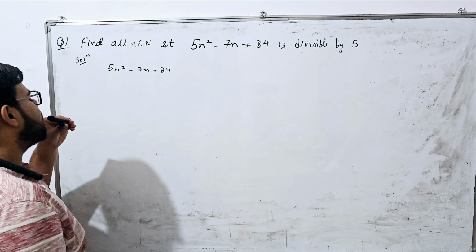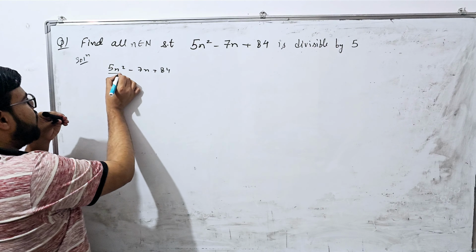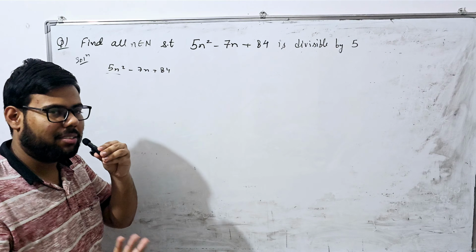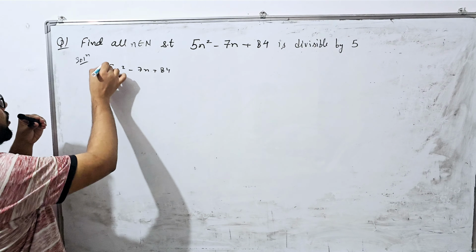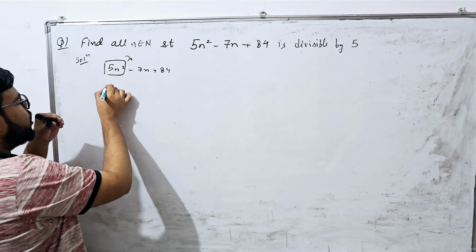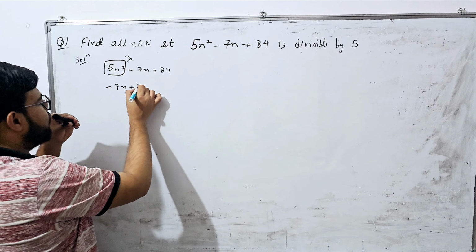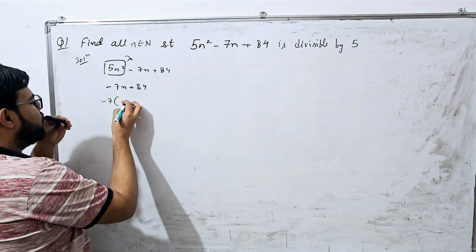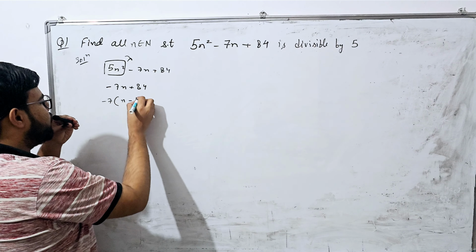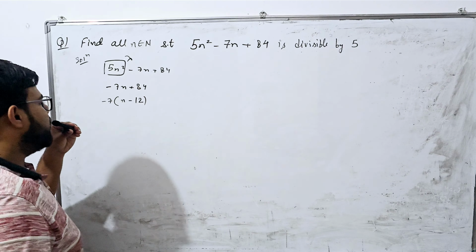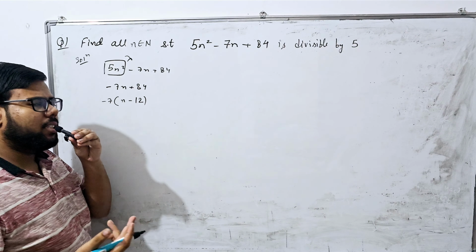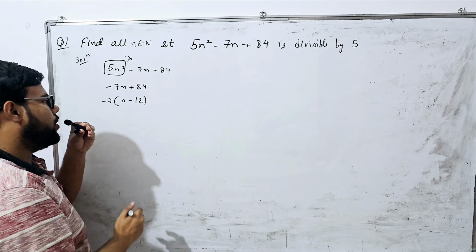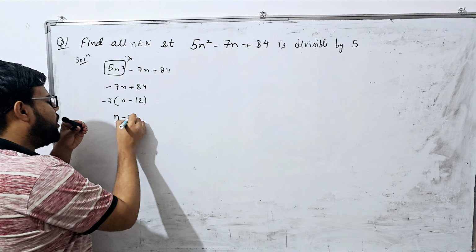Of course 5n² is always divisible by 5, because 5 is divisible by 5. Simple. So we don't need to check for it. We have to check for −7n + 84. You can take −7 as common, so you get n − 12. Since 7 is not divisible by 5, we have to check for this quantity only. So we basically want n − 12.